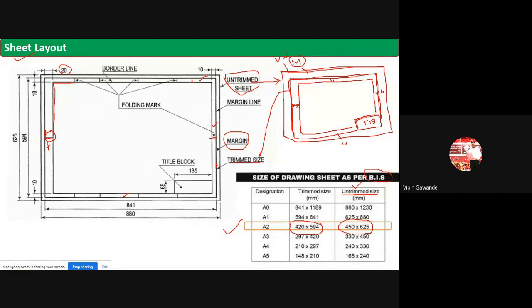Now why? What is this? The other thing is why these rectangles are made here inside this drawing sheet. Now suppose if you have a circle here.